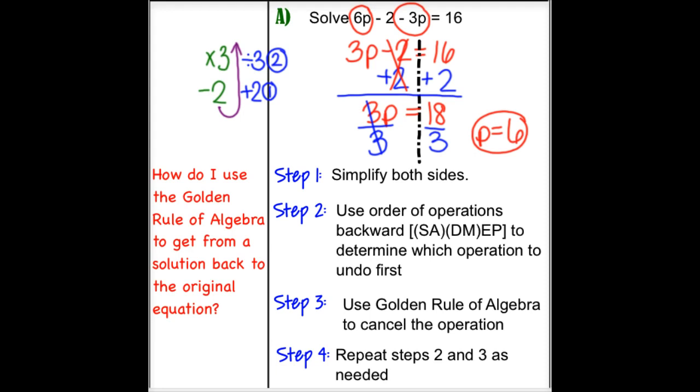So if we put in 6 here, I'm going to do that check real quick, we get 6 times 6 minus 2 minus 3 times 6. And 6 times 6 is 36, minus 2 minus 3 times 6, which is 18. 36 minus 2 is 34. 34 minus 18 does in fact equal 16.